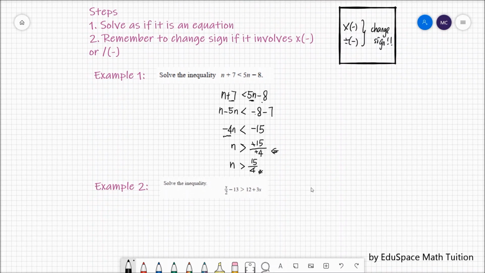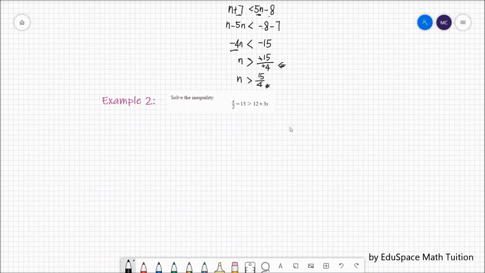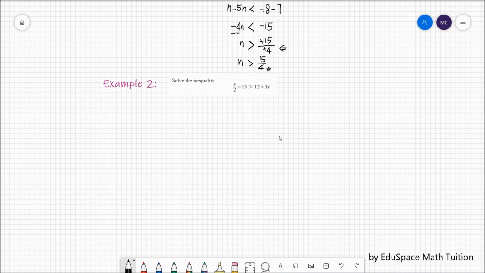Let's look at the second example here, where you are asked to solve the inequality x over 2 minus 13 bigger than 12 plus 3x. What do we do now is, again, we are going to remove the fraction first because we have a denominator of 2. So we can multiply the whole thing by 2. If you look at here, we are actually multiplying a positive value, so we do not have to change the sign. We can keep the sign exactly to be the bigger.